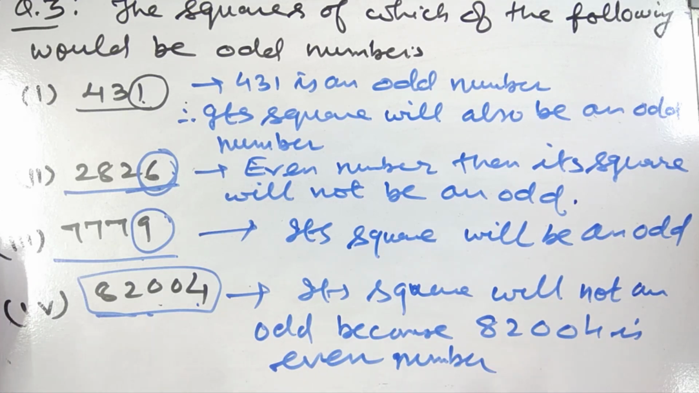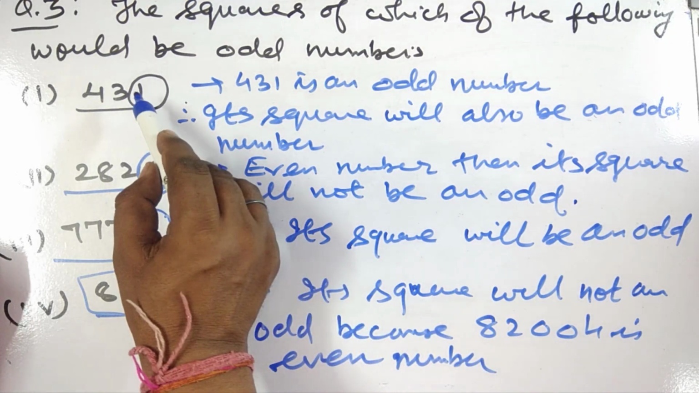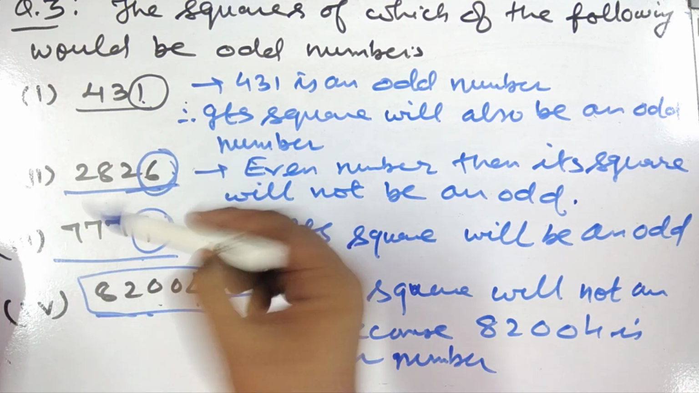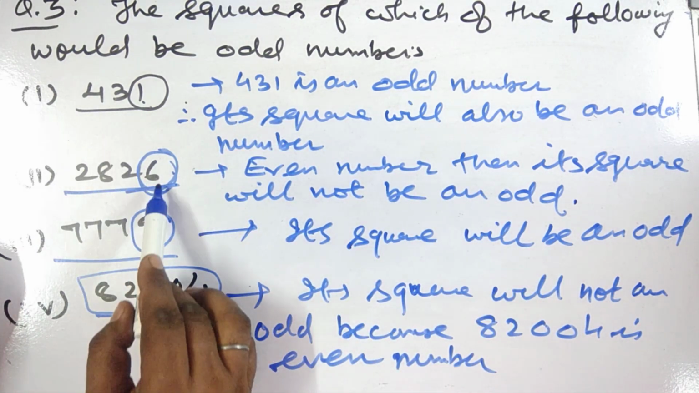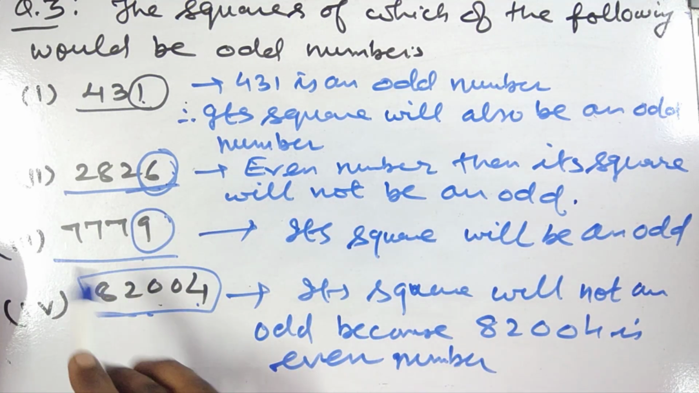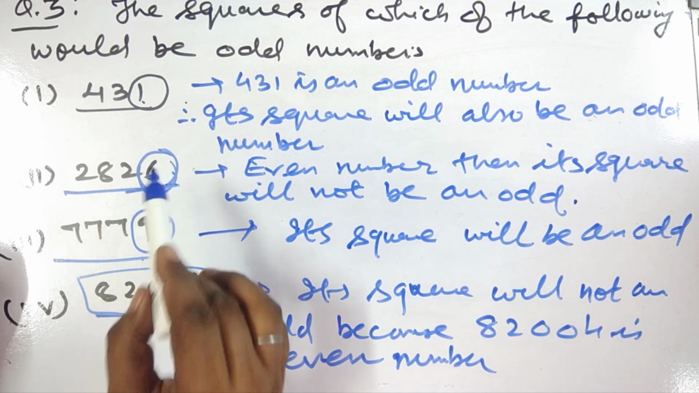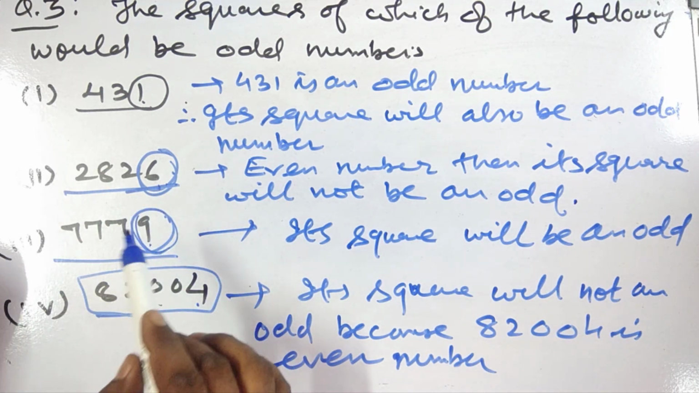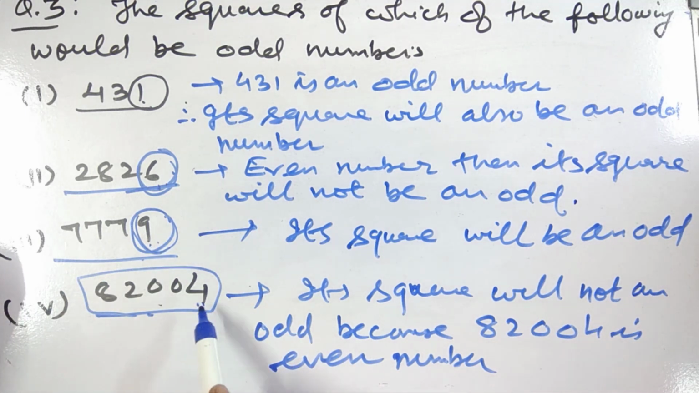तो स्टूडेंट, कोई भी नंबर का स्क्वायर इवन होगा कि ऑड होगा, उसके लिए हमें एंडिंग डिजिट को देखना होता है. If ending digit is odd, then its square is odd. If ending digit is even, then its square will not be odd. This square number is odd. This square number will not be odd, because the number is an even number, students.